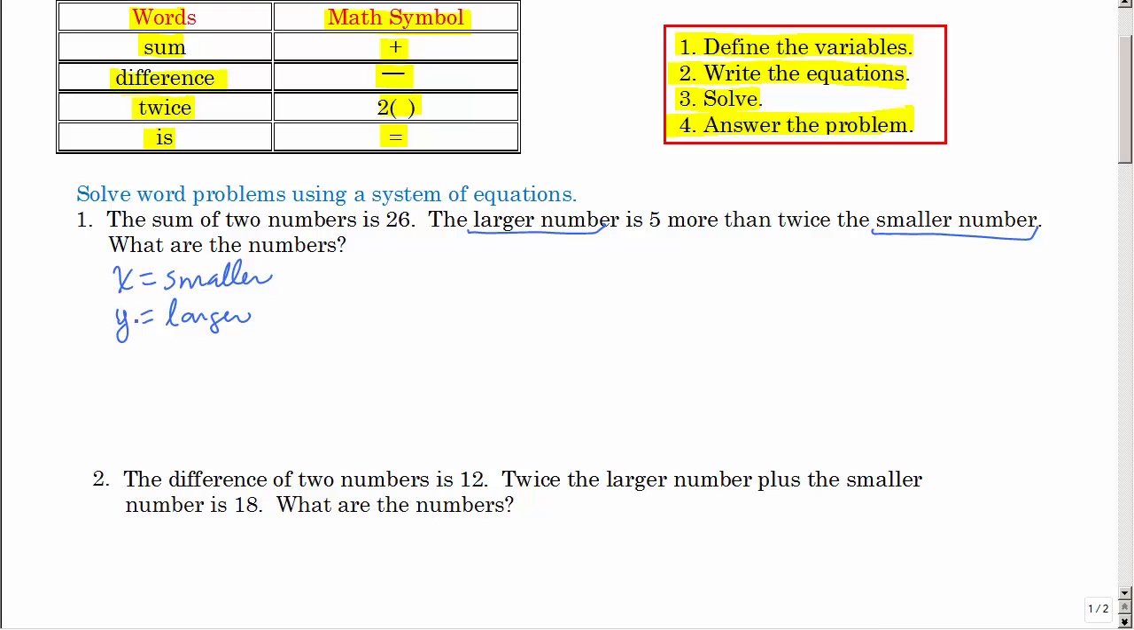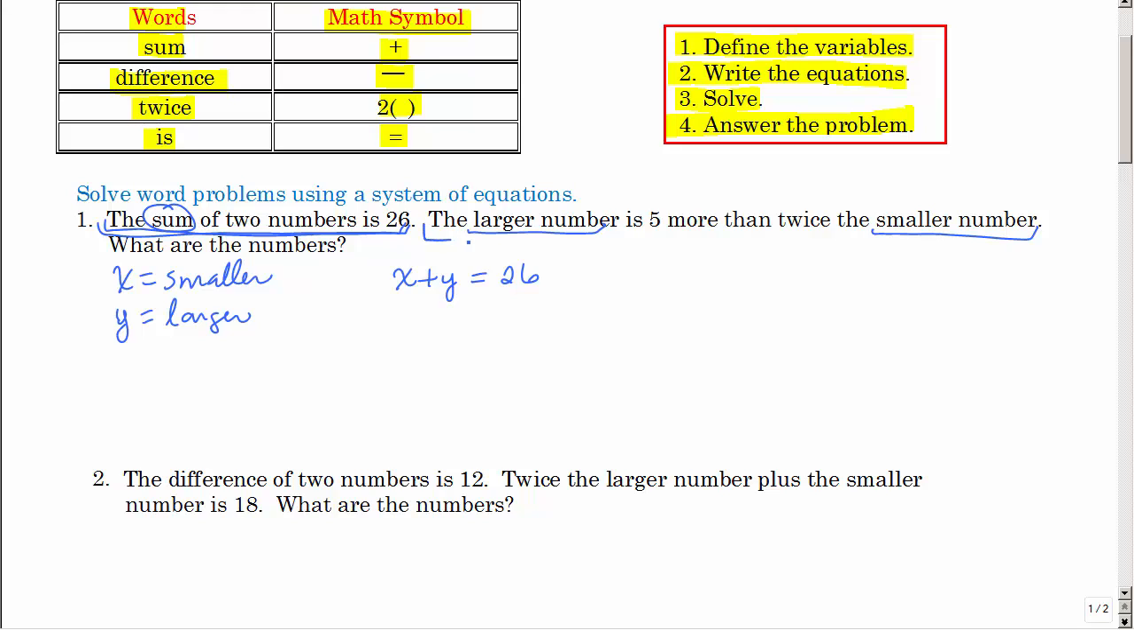Let's go back and read the first sentence. The sum of two numbers is 26. Well, my two numbers are x and y. Sum means I need to add them together. So x plus y is 26. The sum of two numbers is 26. That's one equation, one sentence. Now I need another equation.